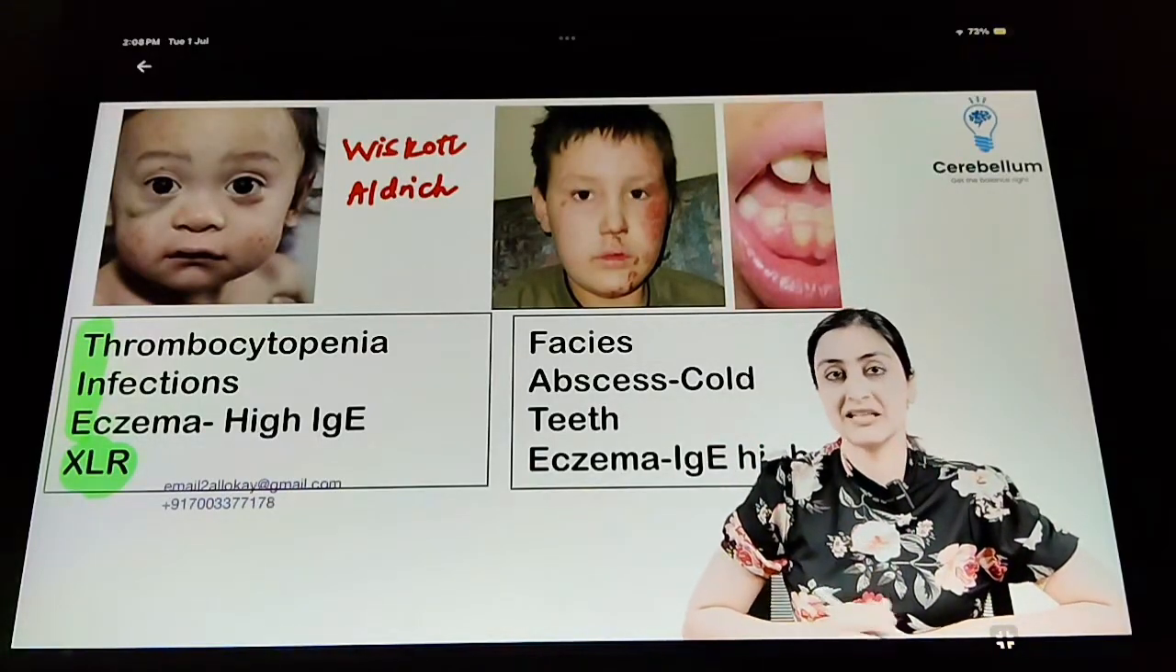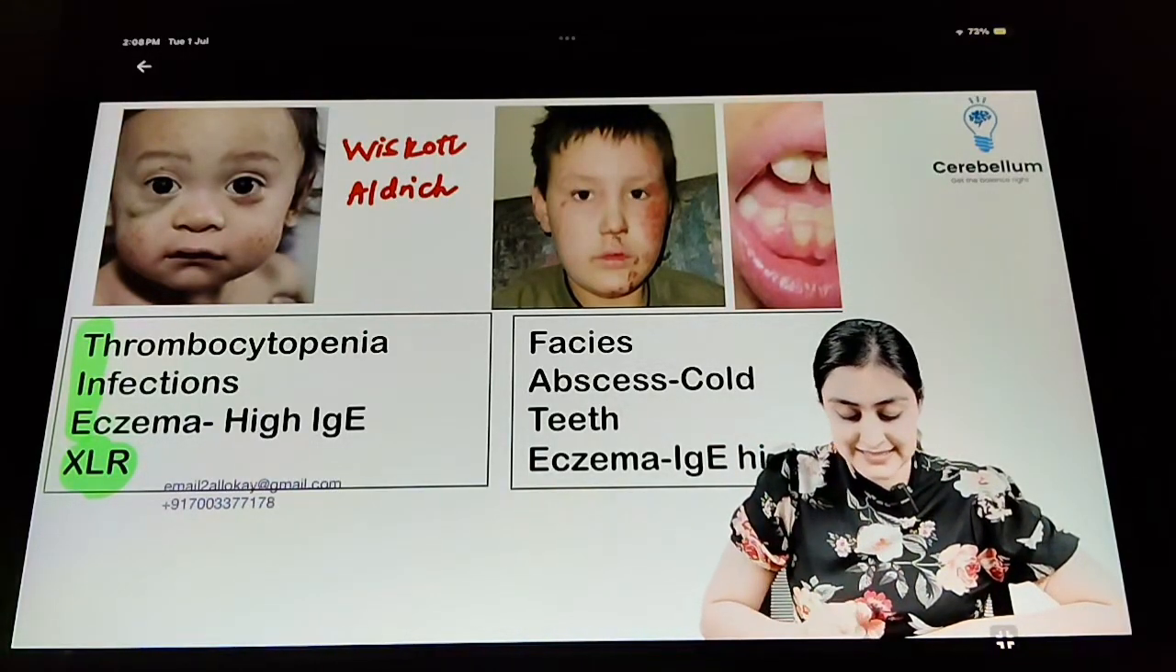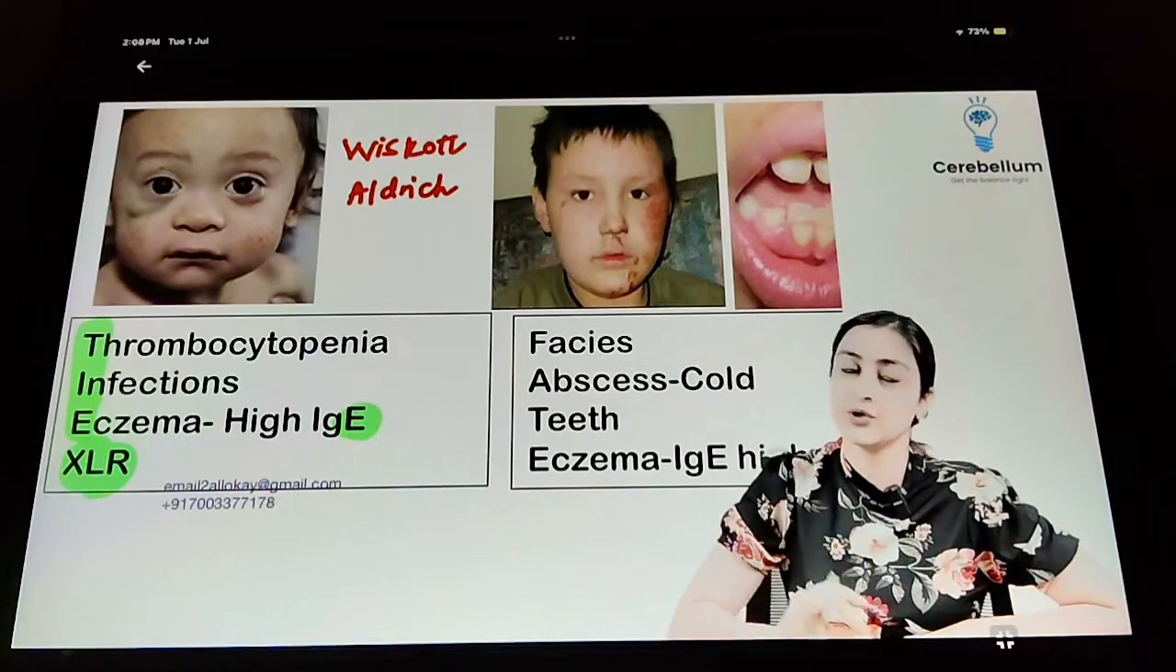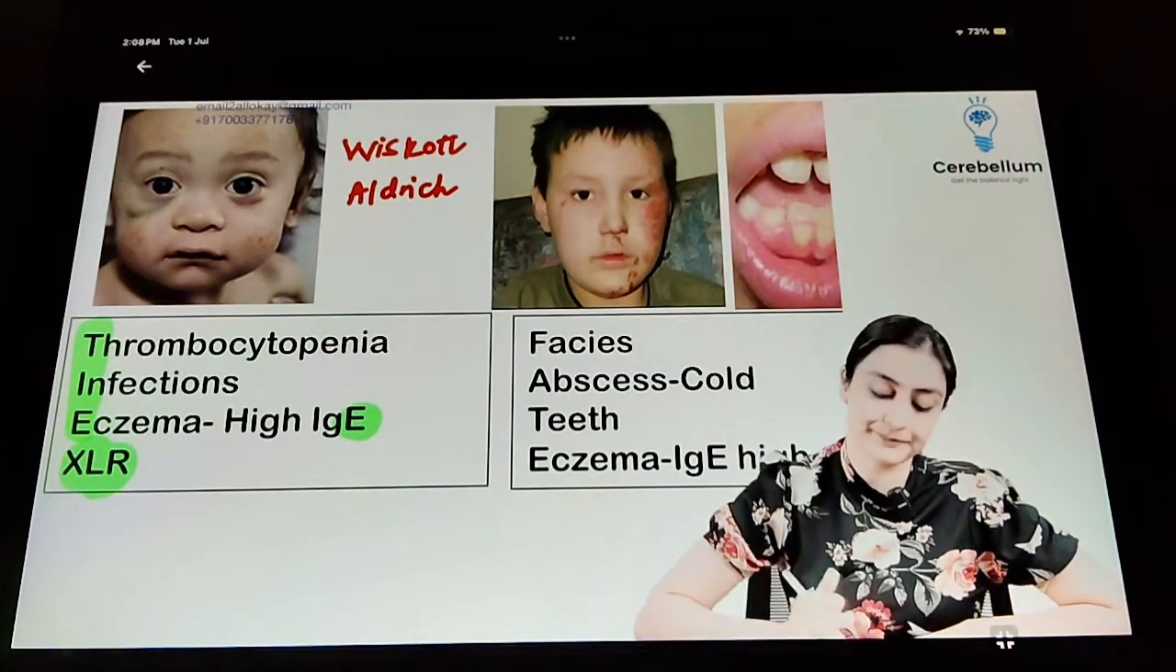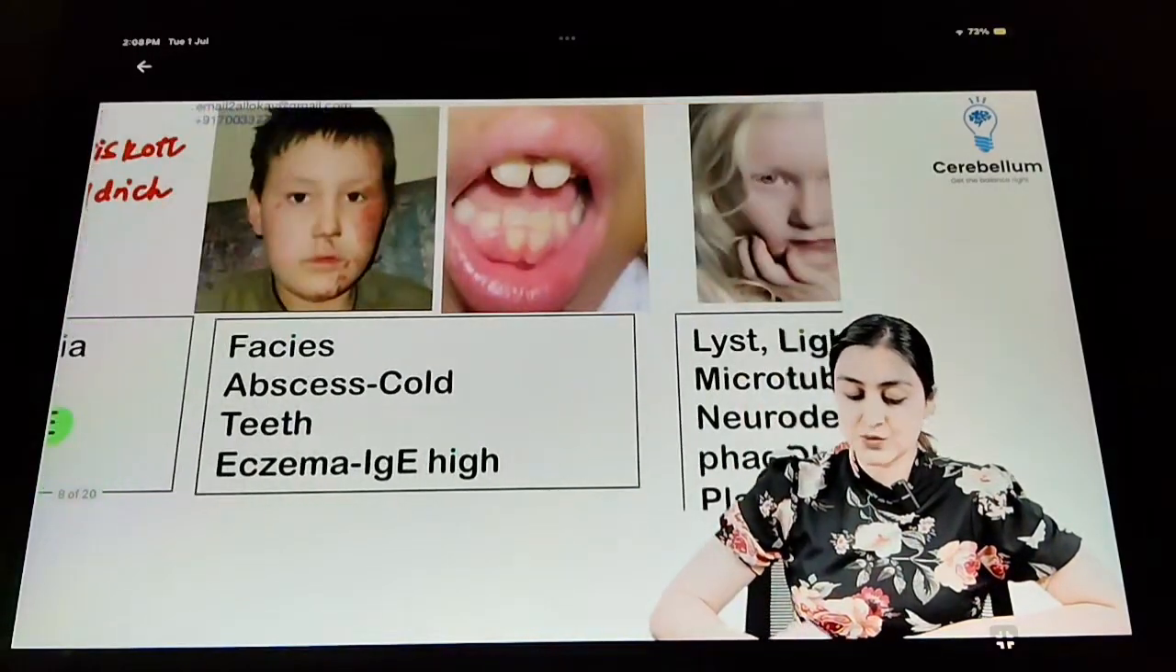So cute baby wearing a tie. The baby has thrombocytopenia, infections because of being immunocompromised, and the baby has eczema because of high IgE. Whenever IgE levels are high, you're going to have eczema. So remember, cute baby wearing a tie, thrombocytopenia because of that. So this is Wiskott-Aldrich.